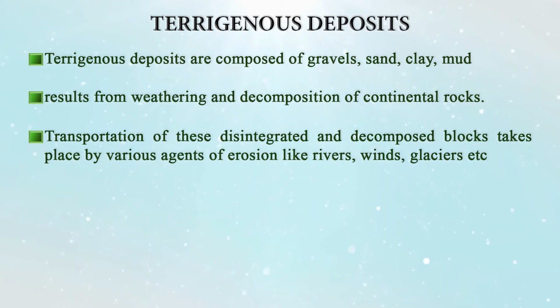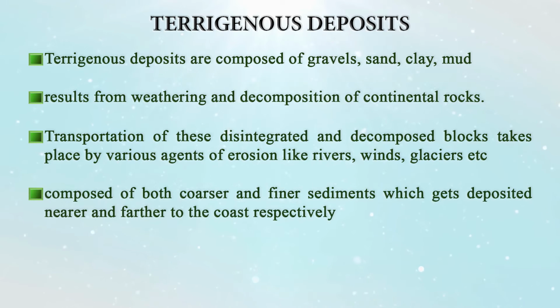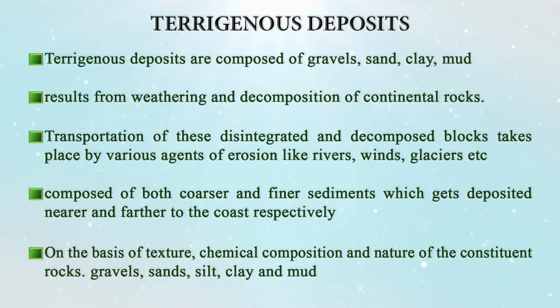These terrigenous deposits, as I have already explained, consist of both coarser and finer sediments, which get deposited nearer and farther from the coast respectively. The coarser ones get deposited near the coast and the finer ones farther from the coast. On the basis of texture, chemical composition, and nature of constituent rocks, these terrigenous deposits are divided into gravel, sand, silt, clay and mud. Let us study these in detail.